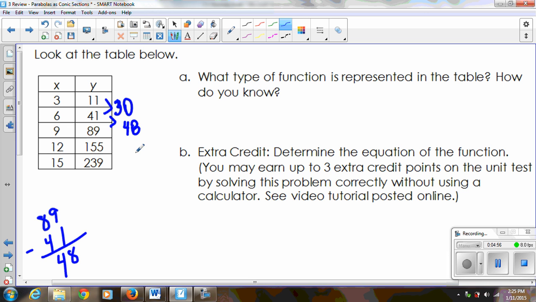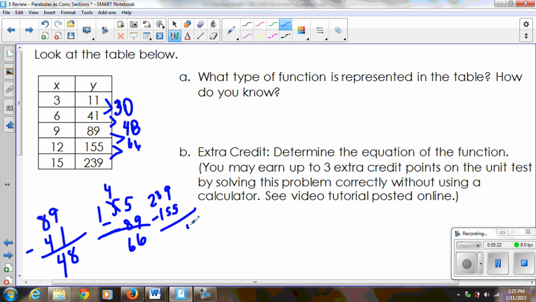And then from 89 to 155, so just do it by hand. Whoops. So 15 minus 9 is going to be 6. I'm going to make that a 14. And so that's going to be 66. And then from 155 to 239, it's going to be 4. And then I'm going to borrow, 13 minus 5 is 8.